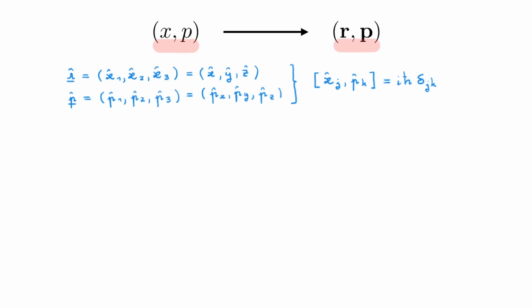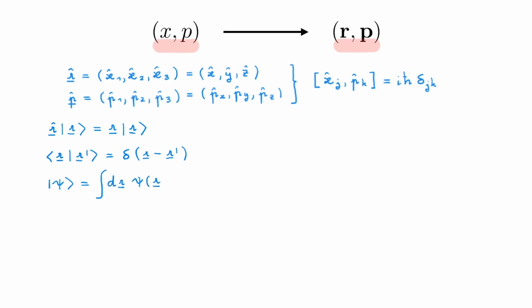We can now start looking at all the results we have derived in one dimension. So the eigenvalue equation for the position operator is the operator r acting on the ket r, which gives you the eigenvalue r times the ket r. The eigenkets form a basis which is orthonormal, so the bracket between r and r' is equal to the delta function of r minus r'. And we can expand an arbitrary ket ψ in terms of the position basis as the integral over dr of ψ(r) times the ket r, where ψ(r) is the three-dimensional wave function which is given by the projection of the state ψ on the basis function r.